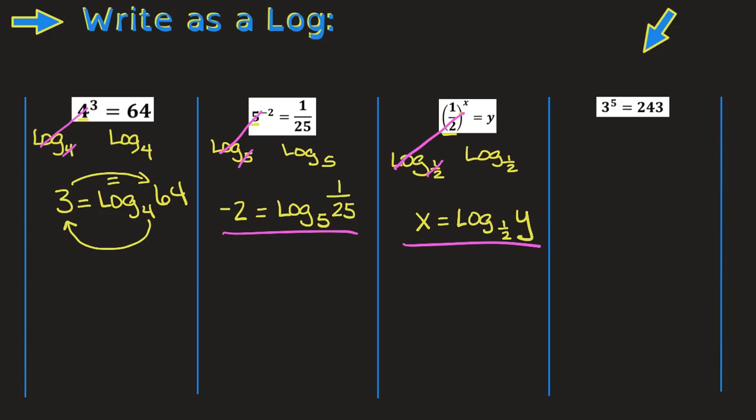All right, in our fourth and final example, our base is 3. And so I'm going to do a log base 3 on both sides. I'm going to cancel out the 3 with the log base 3, leaving me with 5 equals log base 3 of 243. And there you have it.